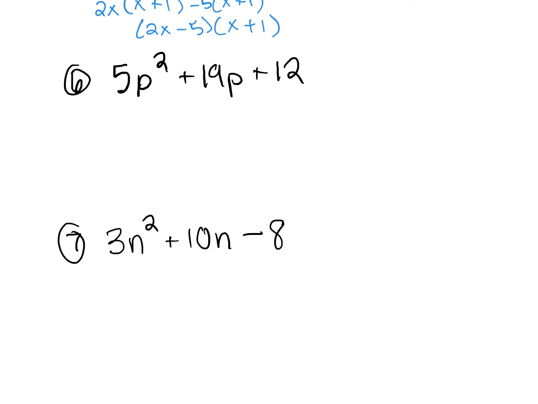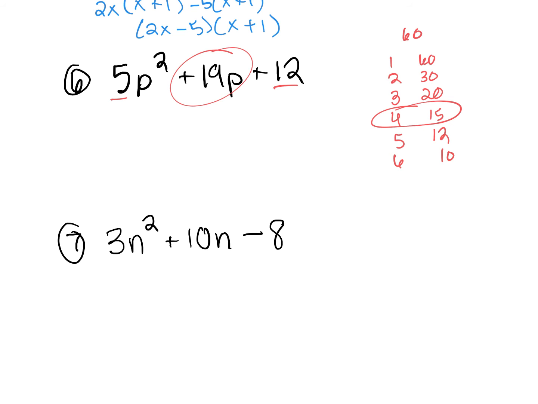Alright, number 6. Again, we don't have any greatest common factors. So 5 and 12 are 60, right? So 1 and 60, 2 and 30, 3 and 20, 4 and 15, 5 and 12, 6 and 10. So we need factors that are going to add up to 19, which would be 4 and 15. So my 19p becomes 4p plus 15p. Bring down my plus 12. Bring down my 5p squared.